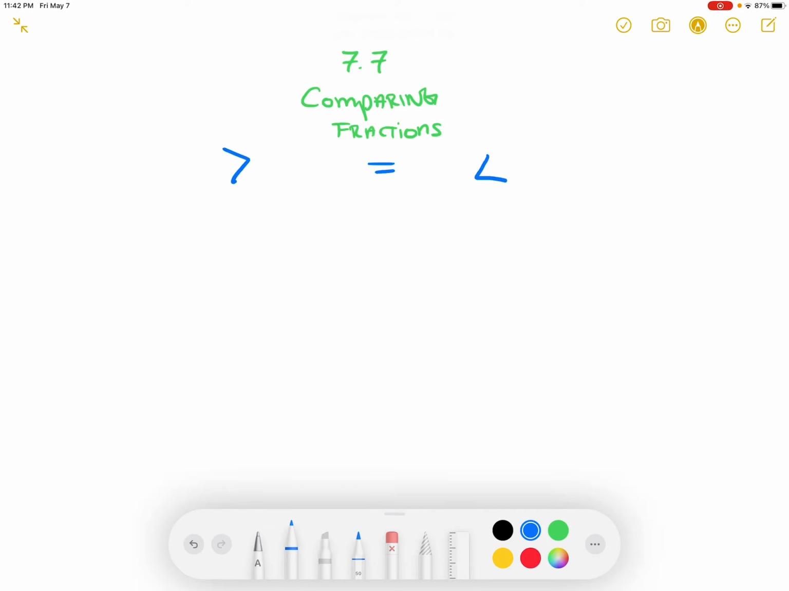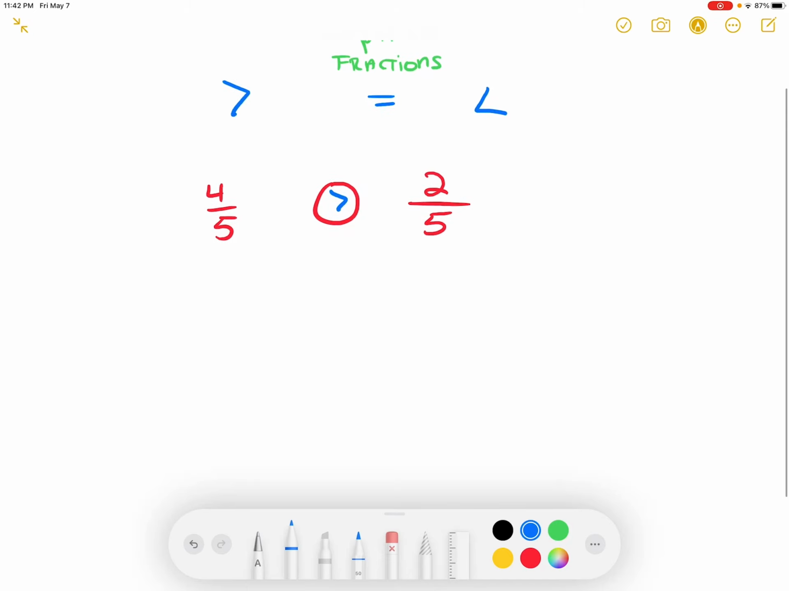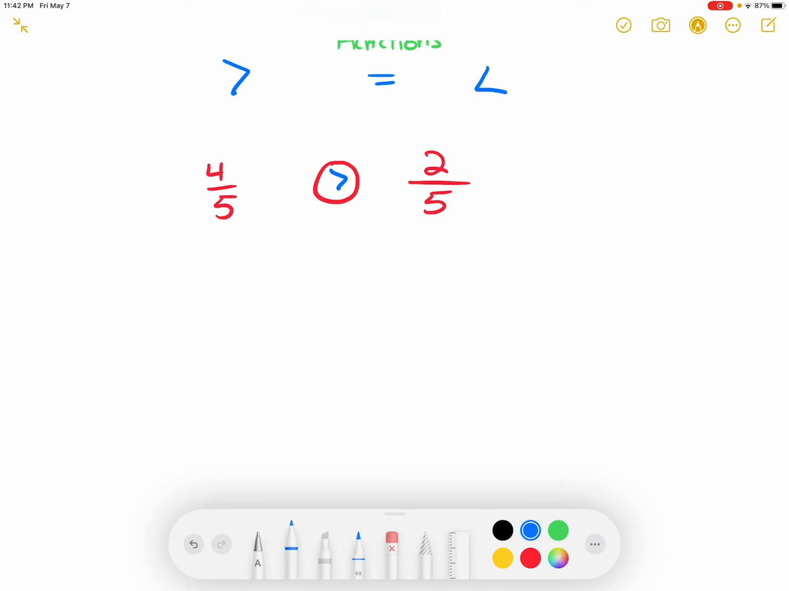Okay? So, if they asked you to compare 4/5 against 2/5, well, you could probably figure that out just by looking. You're going to say, oh yeah, it's 4/5, and you would be right. It would be 4/5 is greater than 2/5. But how do we know that? Well, it's pretty simple. There's two ways we can do it. First, actually it's the same way, but different ways of looking at it.